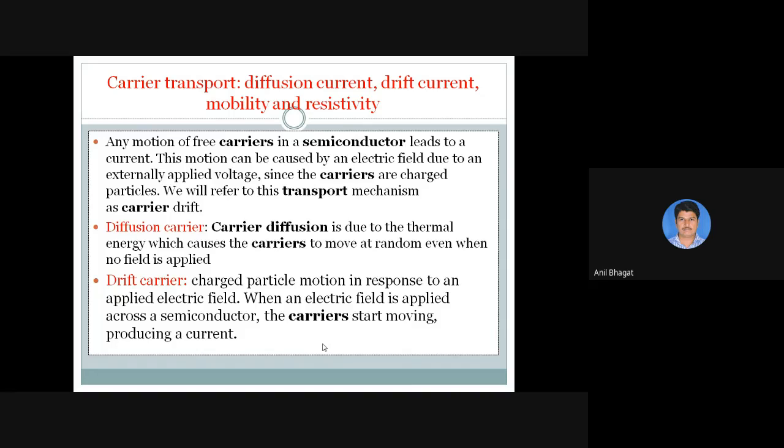So from one place to another place, then the drift. Suppose there is an obstacle present in between your way, right? At that time we take a drift, we just change our route, and now we move toward the actual destination, right? So this is called a drift current, the charge particle motion in response to an applied electrical field. When an electrical field is applied across the semiconductor, the carriers start moving, producing the current. This is a very very important concept.